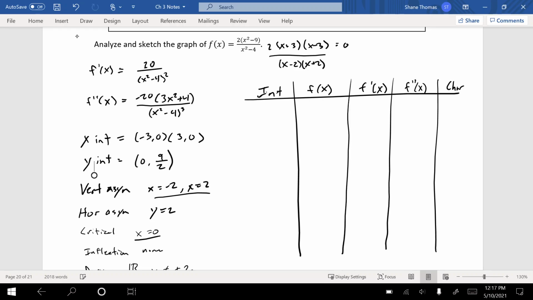Characteristics. This chart. All right, so we have our intervals we just talked about: x less than negative 2, x equals negative 2, negative 2 is less than x is less than 0, x equals 0, 0 is less than x is less than 2, x equals 2, and 2 is less than x is less than infinity. There's all the intervals and all the values that we're going to check out.